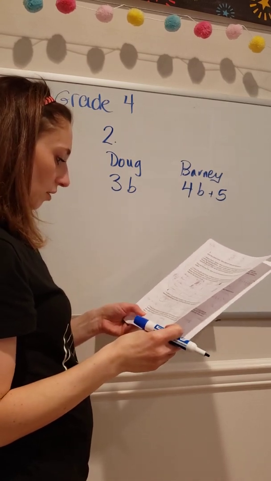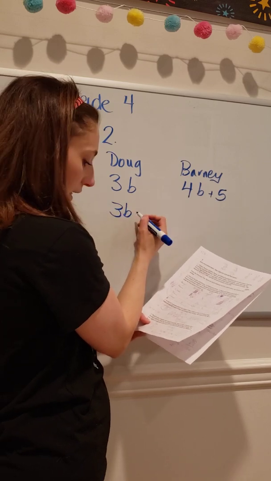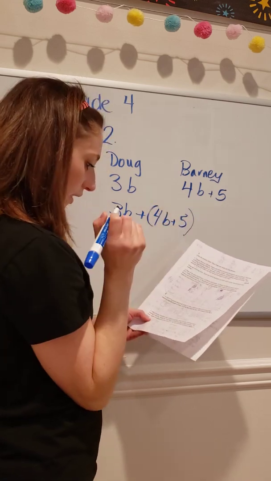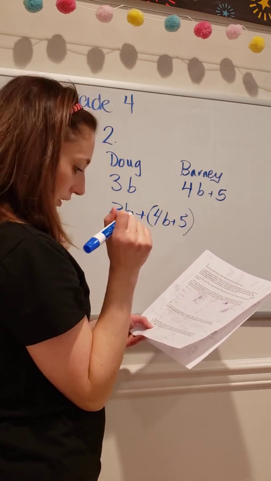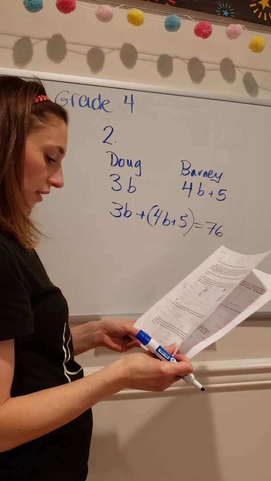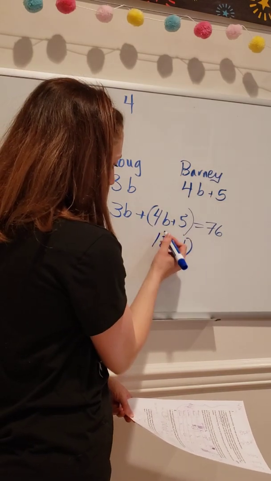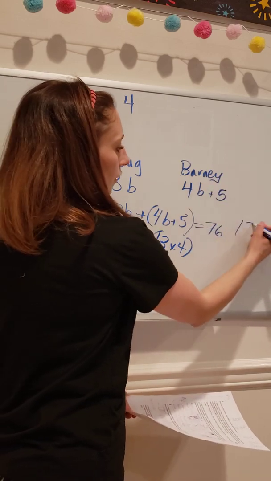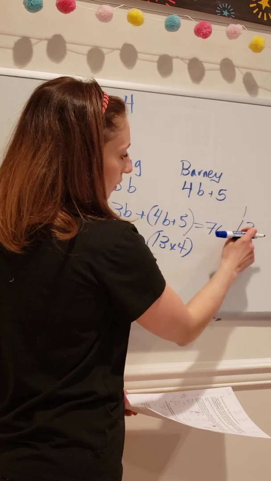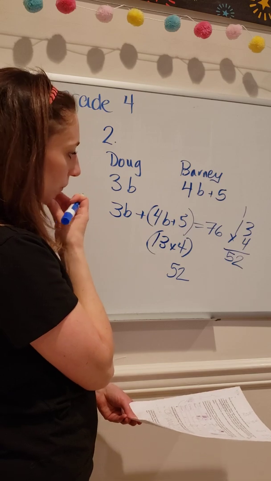Altogether, the total number of marbles equals 76. So 3B plus 4B plus 5, which is Barney's, equals 76. So Barney is going to have 13 bags. So 13 times 4. I'm going to do it over here. 4 times 3 is 12. Carry the 1. 4 times 1 is 4, plus 1 is 5. So he has 52 marbles.